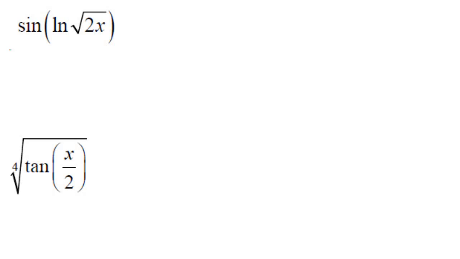So on the first one, you can erase the 1 divided by x squared part. We're going to do this one instead: sine of the natural log of the square root of 2x. So that's going to be your first row.